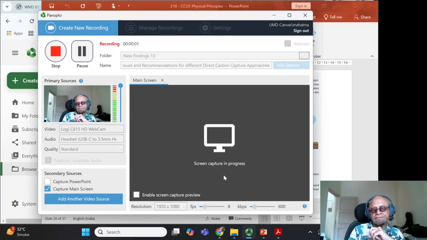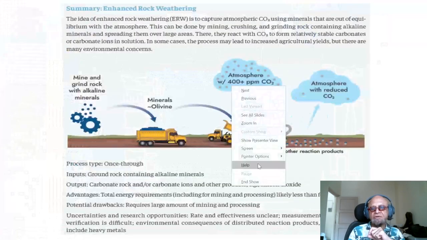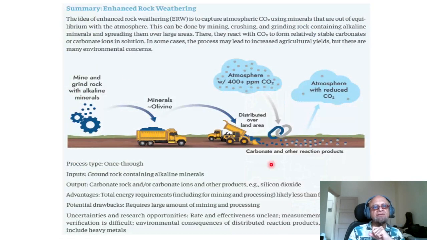Okay, so let's wrap up this report. We can jump some of these things because we've already looked at these in detail elsewhere. Enhanced rock weathering, of course: there is mining of rocks, grinding of the rocks with alkaline materials like olivines, here the mineral olivine, being transported somewhere and distributed over land areas, so carbonate and other reaction products are produced.